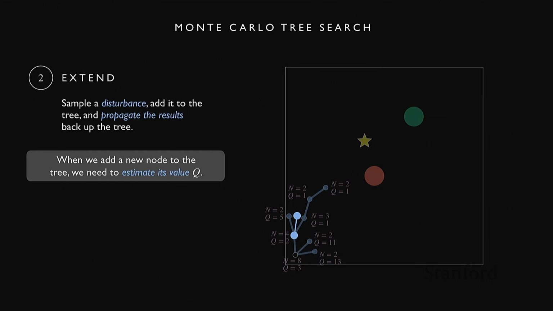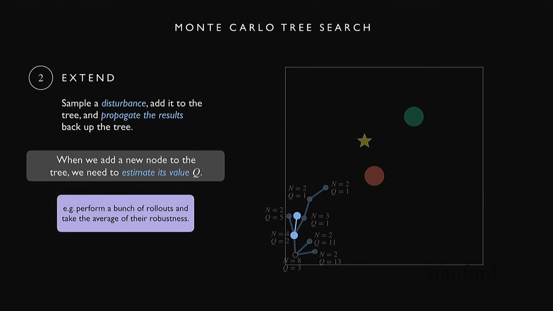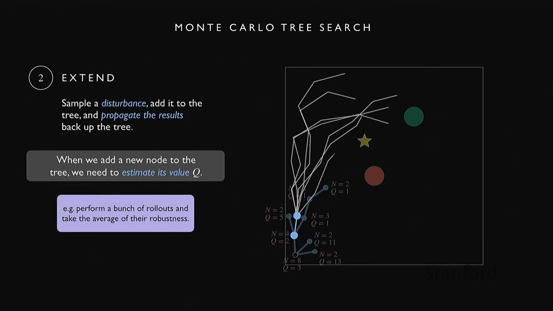But we need to decide what to give it for its value q. And so we need some way to estimate this. And this is where you have to use domain knowledge or make design decisions for this algorithm. But one thing you could do is you could, for example, just imagine doing a whole bunch of rollouts from this particular state.